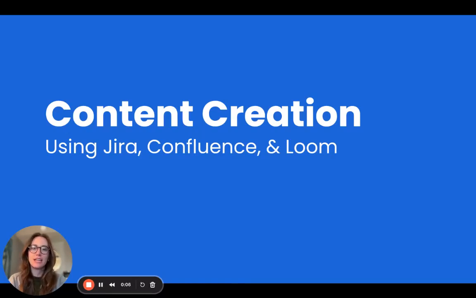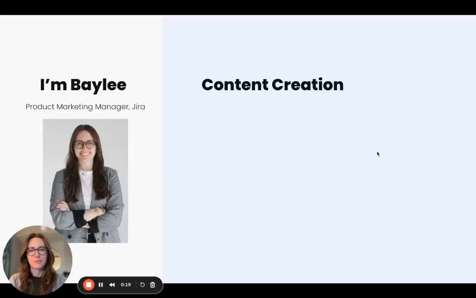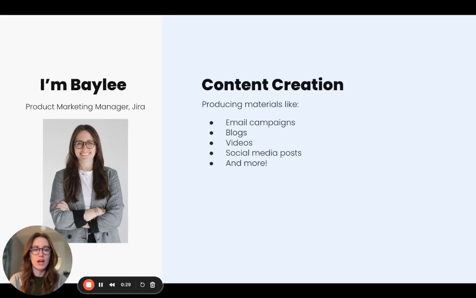And in this video today, I want to walk you through how Jira, along with Confluence and Loom, can help support your content creation process, making it both easier and faster to get great content to your customers. So content creation really is the process of producing materials like email campaigns, blog posts, videos, social media assets, and more that are used to inform, engage, and or influence a target audience or audience segment.